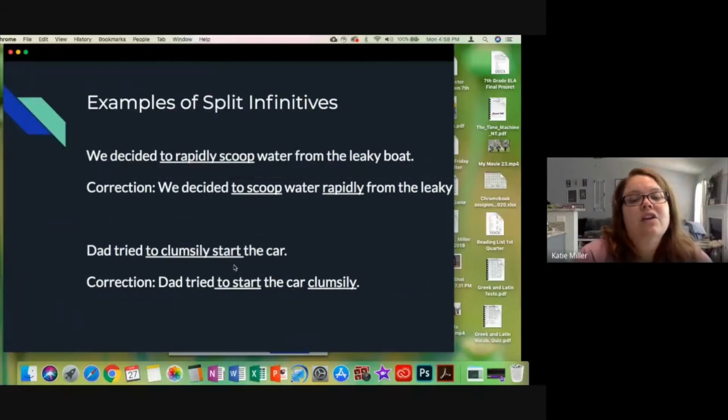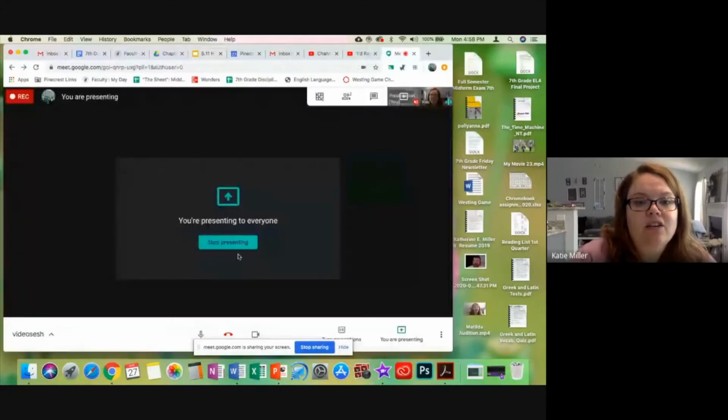It's pretty short. You're going to have a practice sheet that you're going to work on, and it's going to have you do both of those things. You're going to have to find the hidden infinitives, and you're going to have to correct the split infinitives. All right, so that's what you have to do with that.